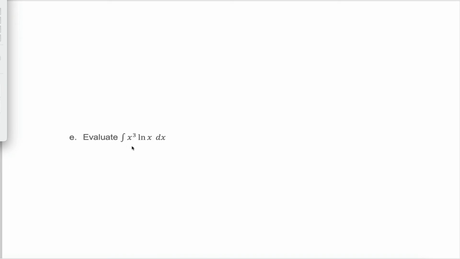I mean, if you stare at this and you're thinking u substitutions, your u for your u substitution would either have to be x cubed or natural log of x, and neither one of those is going to produce a du that's going to be really helpful. I don't think u substitutions would help at all, so maybe integration by parts is the way to go.